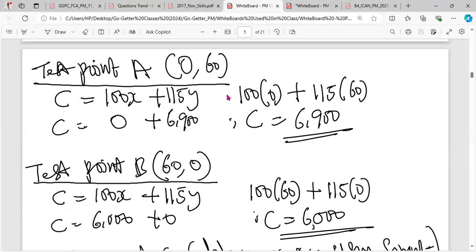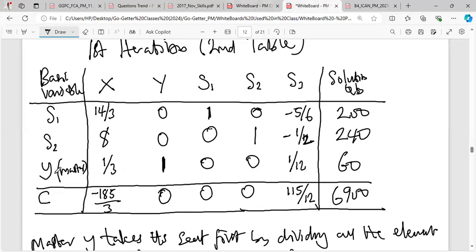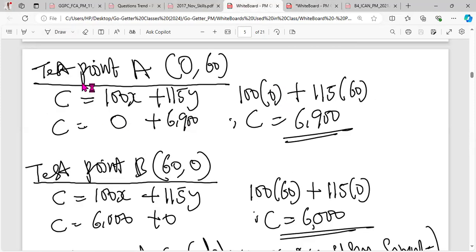How did that happen? X is 0 and Y is 60. And here, our Y was 60. There was no X in the solution. So Y is 60, X was 0, and your contribution was 6,900. So this table here corresponds to this particular point A in the graph. Unfortunately, we will not be doing point B in the graph.